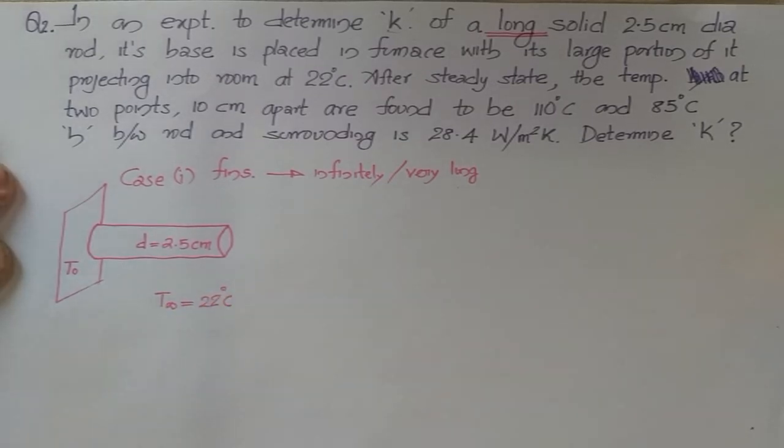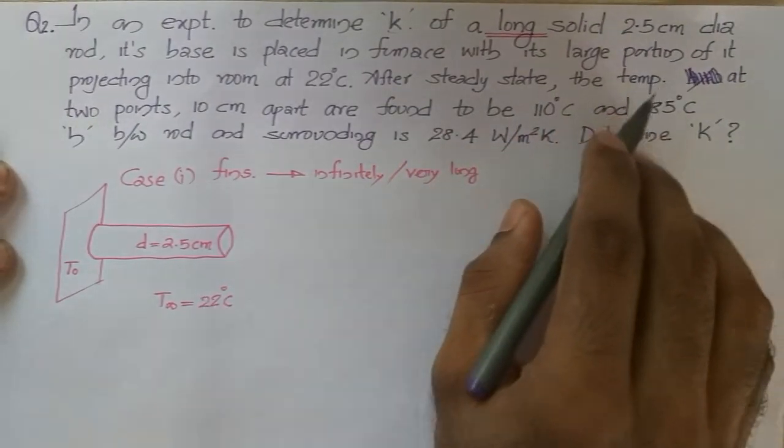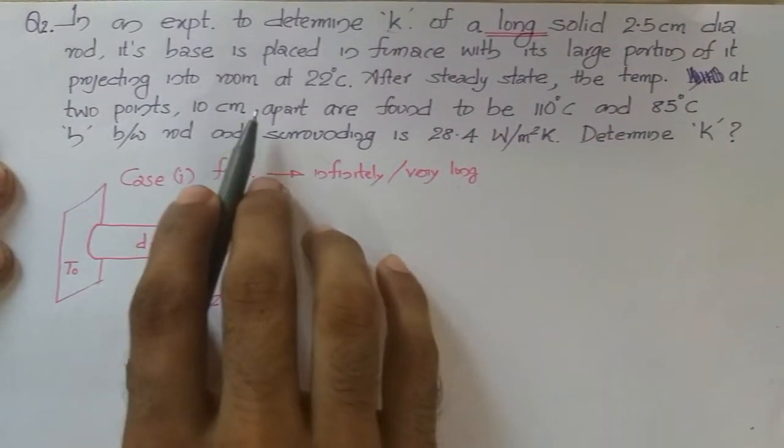Here we have to find the thermal conductivity of the material, means you have to find the k of the material. And here whatever data is given is temperature at 2 points which are 10 centimeter apart.